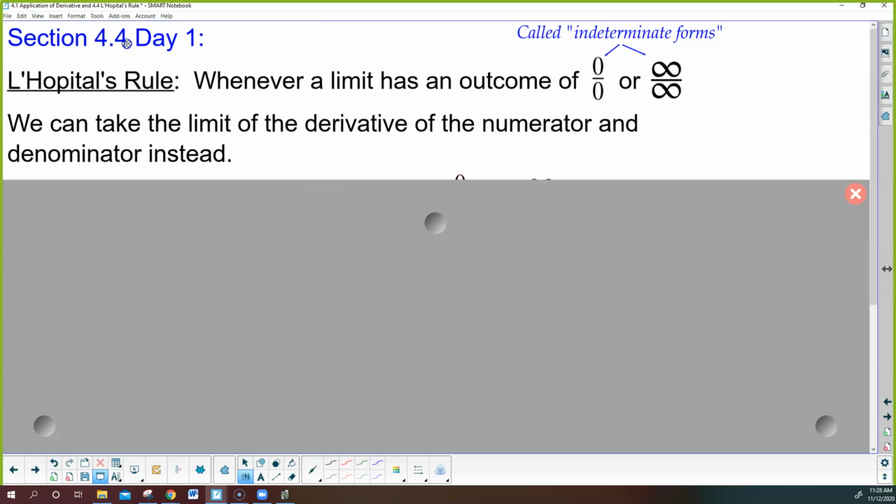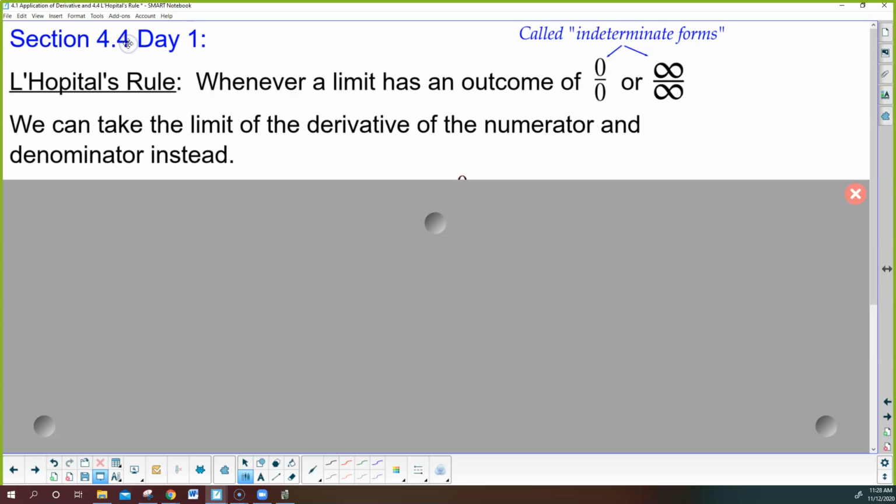All right, well, today we're making a shift, and we're going to actually explore limits again, which is why we did the warm-up that we did. In section 4.4, we're going to spend 2 days on this. It's called L'Hopital's rule, and it looks kind of like an interesting name. There's this dude named L'Hopital. You could go look him up if you want.